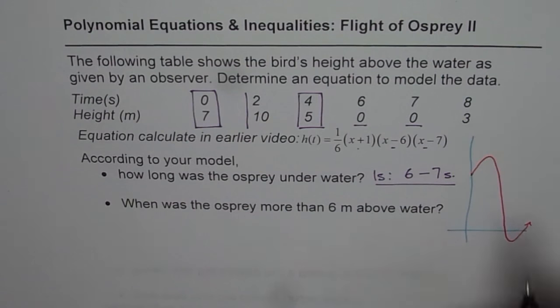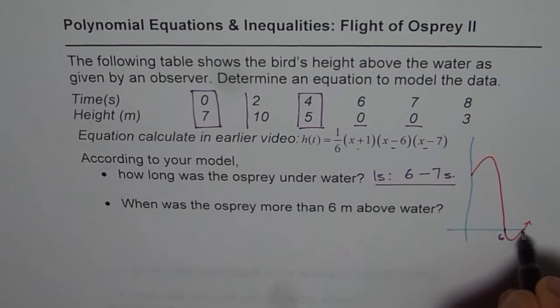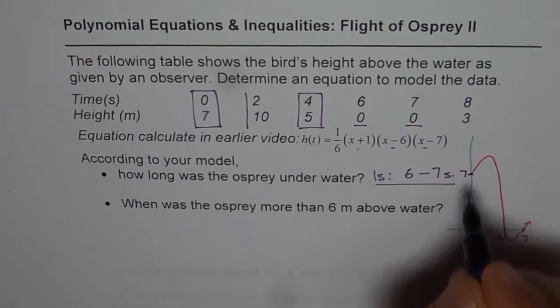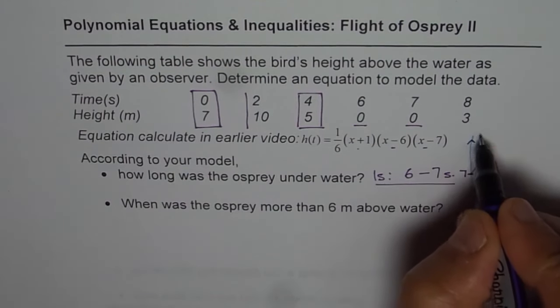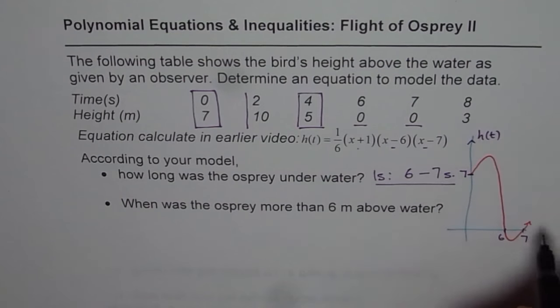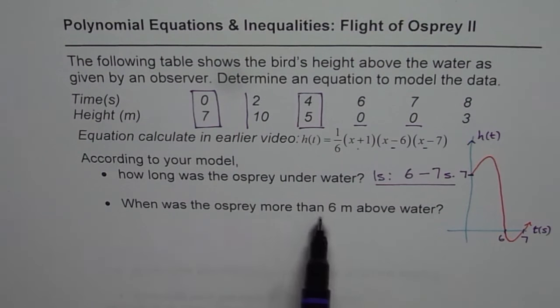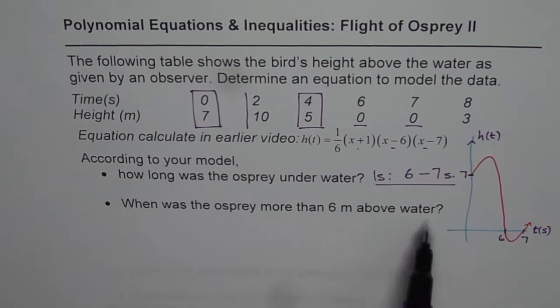And here these points are 6 and 7 for us. The y-intercept is 7, right? So that is the kind of graph which we are working with. This is height and this is time in seconds. Now the question is, when was the osprey more than 6 meters above water?